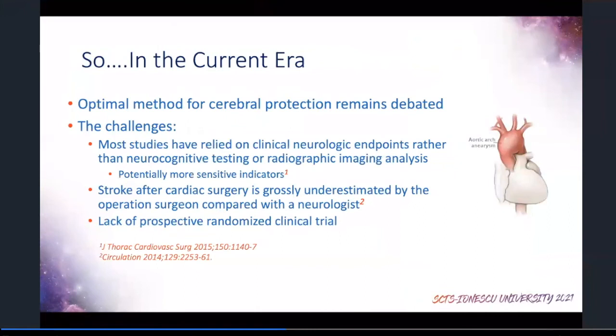The challenges are that most studies have relied on clinical neurologic endpoints rather than neurocognitive testing or radiographic imaging analyses of brain injury, which are potentially more sensitive indicators for neurologic injury after arch reconstruction. It has been shown that stroke after cardiac surgery is grossly underestimated by the operating surgeon when compared to a neurologist. And as I stated earlier, thus far there's been a lack of a large-scale prospective randomized clinical trial.